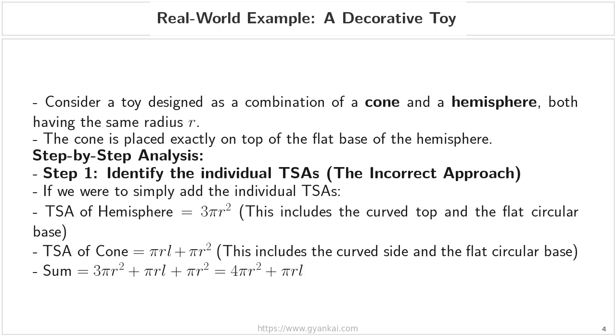If we were to follow this incorrect method and simply add these two values together, our sum would be 3 pi r squared plus pi r L plus pi r squared, which simplifies to a total of 4 pi r squared plus pi r L. As you can see, this number is quite large because we are still counting those two circular bases that are now hidden inside the toy. In the next slide, we will see how to correct this by identifying the contact area and finding the true surface area.